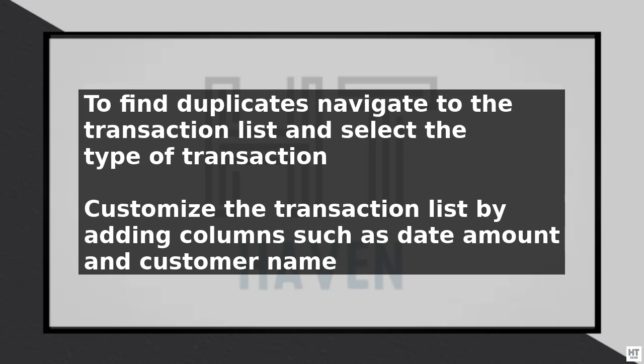Now, sort the transaction list by the columns you added. For example, you can sort by date and then by amount. This will group similar transactions together, making it easier to spot duplicates.